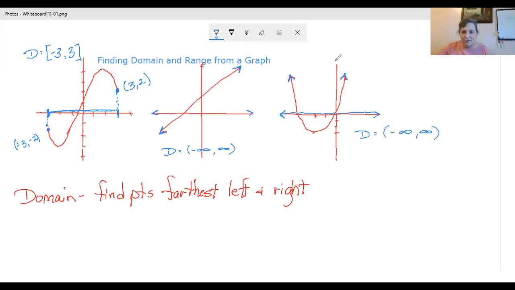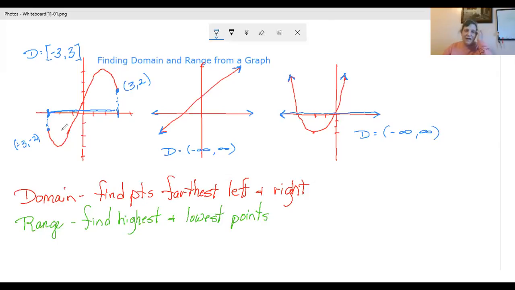What about the range? To find the range, you want to find the highest and lowest points anywhere on the graph. Now, your domain tends to be at the ends of the graph, but your range is less likely to do that. The lowest point on this graph is right here, and the highest point on this graph is right here.